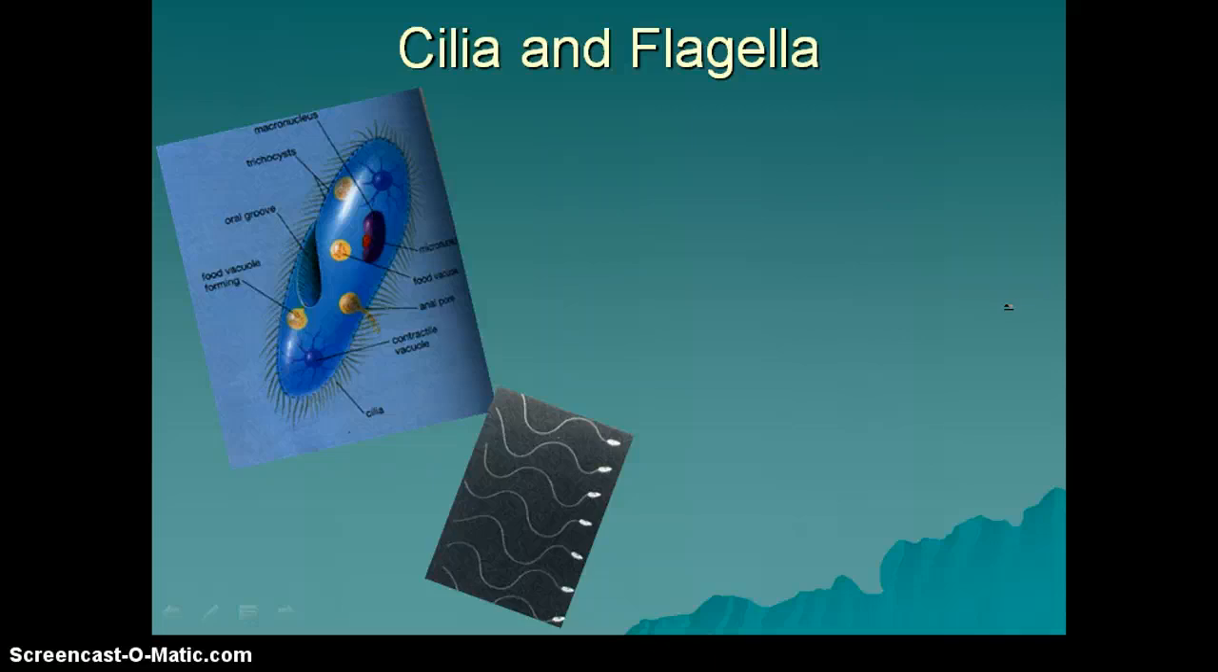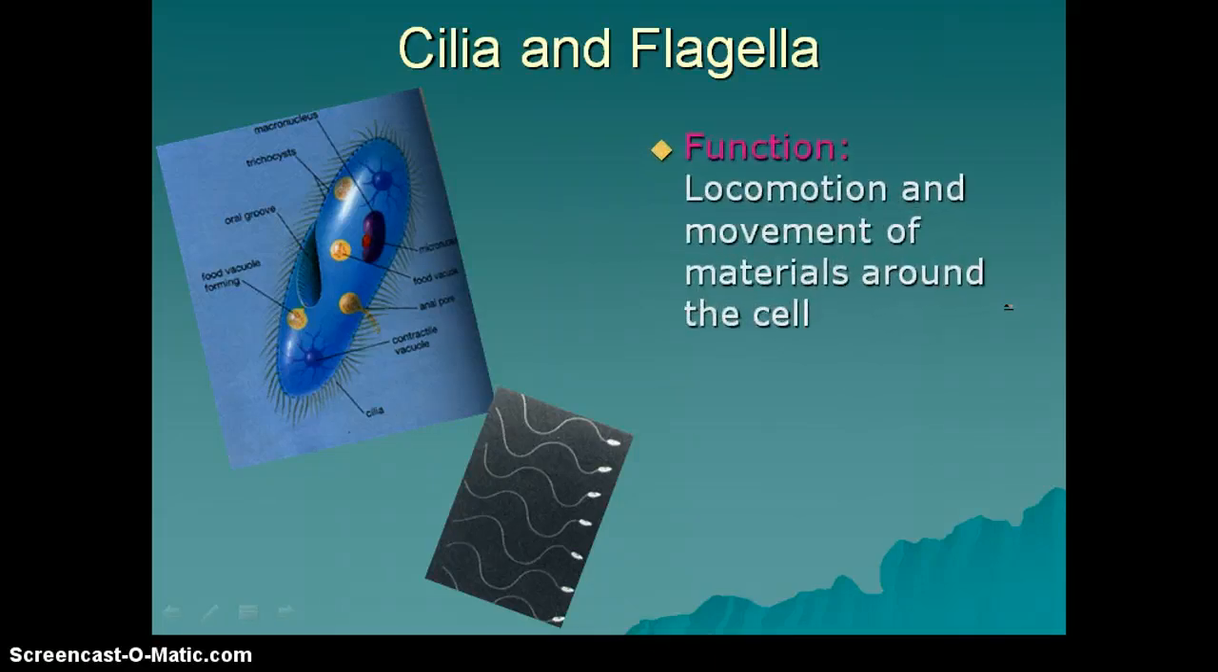Okay, next we have cilia and flagella, and these are on the outsides of the cell. The cilia are small little hairs, and this is an example of cilia. We can see lots of little hairs all around this paramecium. And then flagella are longer tails, both of which help with locomotion or movement.